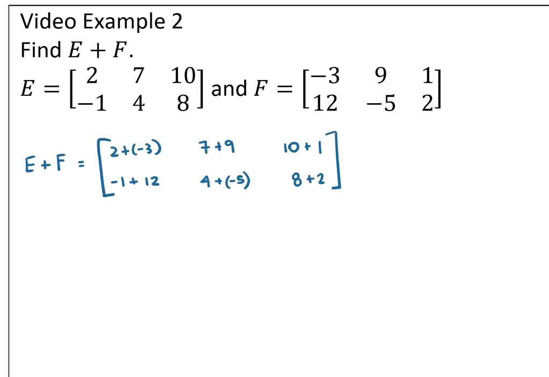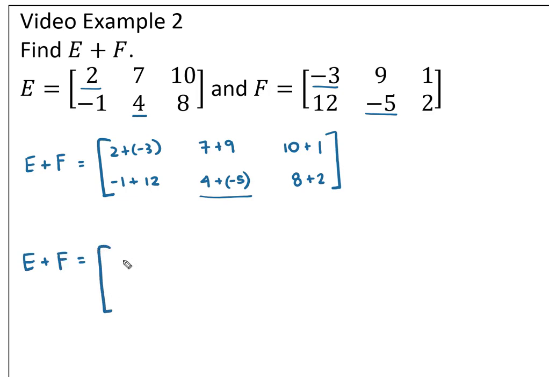You can see that I wrote E plus F to be the sum of the elements in each location. So you can see 2 plus negative 3 is the sum of the 2 here and the negative 3 here, as they correspond to each other. And the 4 plus the negative 5 is the 4 plus the negative 5 in the corresponding spots. We can simplify this to be E plus F is equal to, and then you want to simplify each one.